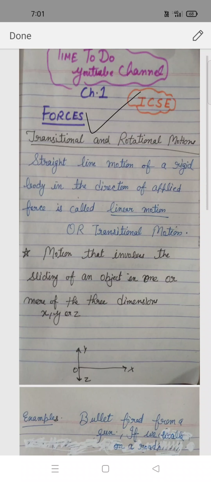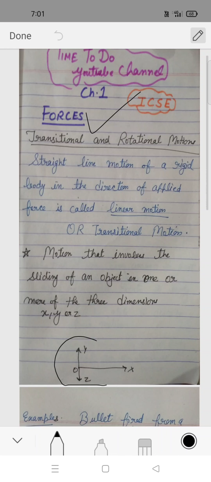Motion that involves the sliding of an object in one or more of the three dimensions, that is x, y or z, is called linear motion or translational motion. As you all know, we consider the x-axis, y-axis and z-axis as three dimensions. So if we are applying force and the object moves in a straight line in any of the three dimensions, then it is called translational motion.